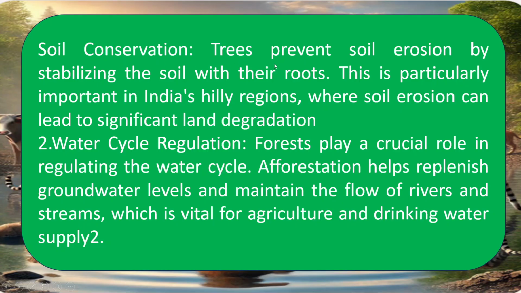Three, soil conservation. Trees prevent soil erosion by stabilizing the soil with their roots. It is particularly important in India's hilly regions, where soil erosion can lead to significant land degradation. Fourth one is water cycle regulation. Forests play a crucial role in regulating the water cycle. Afforestation helps replenish groundwater levels and maintain the flow of rivers and streams, which is vital for agriculture and drinking water supply.